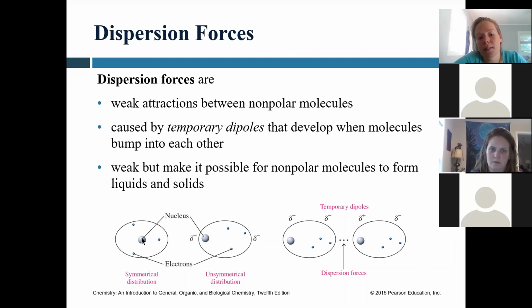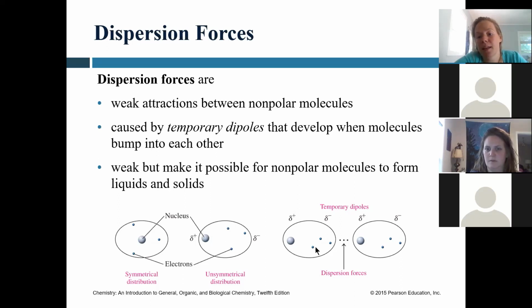Do you see how the nucleus here is sitting in the center and all the electrons are around it? This is balanced and there's no charge to it. Well, that nucleus doesn't always sit perfectly in the center. Sometimes it will swing to one side and the electrons get shoved to the other side of the probability sphere. In that case, the nucleus side will form a gentle positive charge and the electrons on the other side will form a negative. Now, this is a temporary thing.